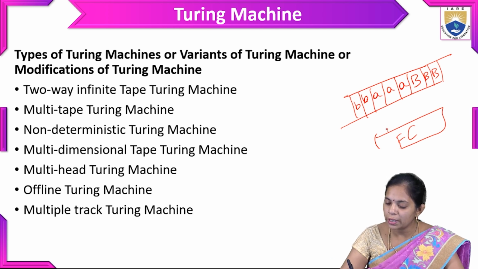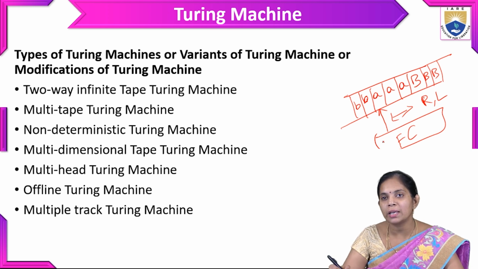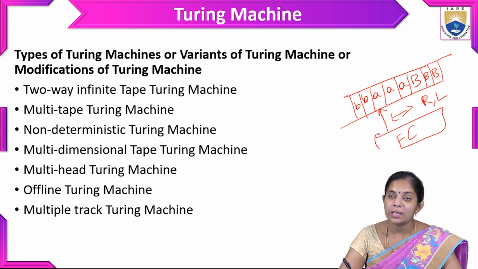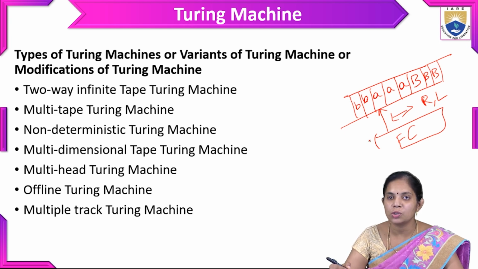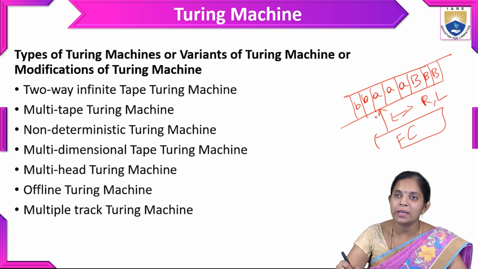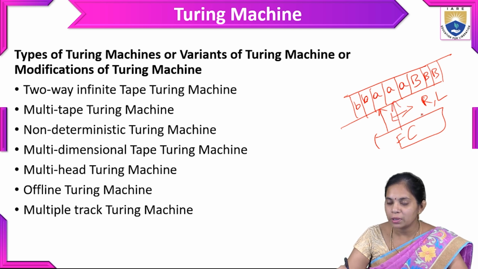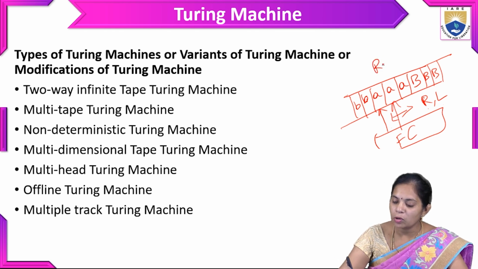This finite control can move either left or right in direction. It moves based on the transition functions, based on the given language. So the transition can move either left or right on the infinite tape. Based on the transition, it can move to another state. And with those left and right moves, we also have the read and write operations.